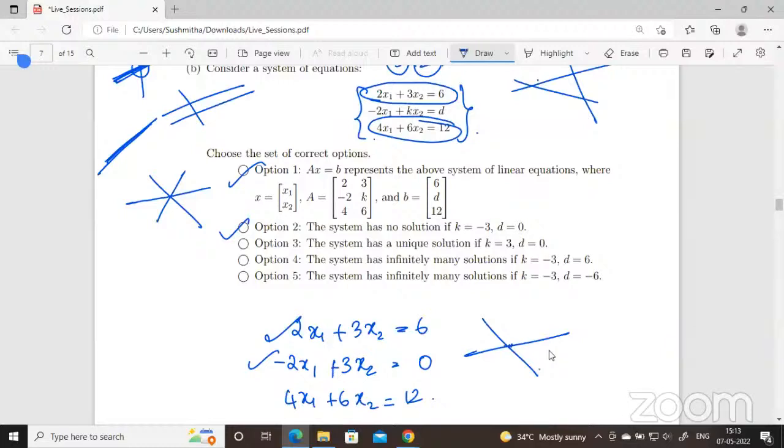Ma'am, but since there are multiples, it could be like many solutions, right? Like how it is parallel. They can be coincident also, ma'am. Which one? Actually, the first and the third equations are multiples, so they have to be coinciding, right? And not parallel. Yes, they are the same equation, right? They represent the same line.